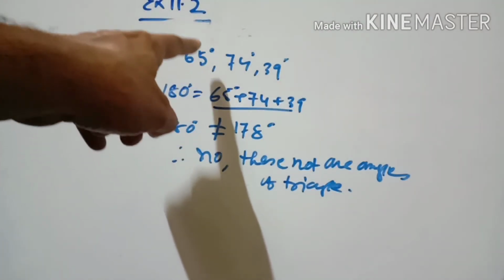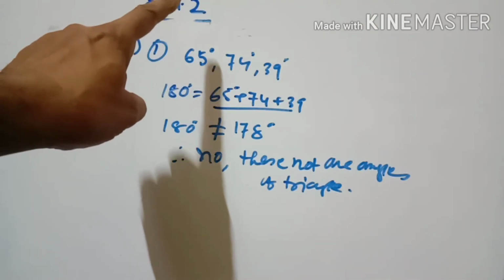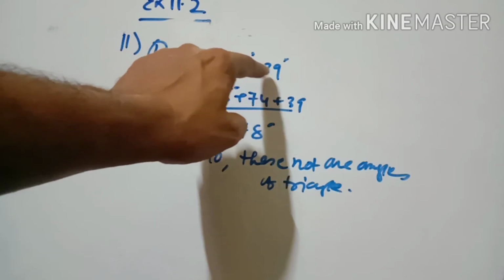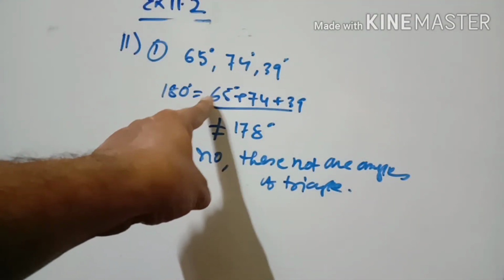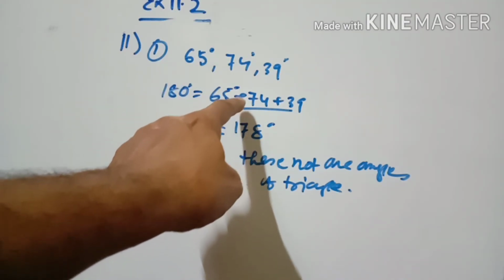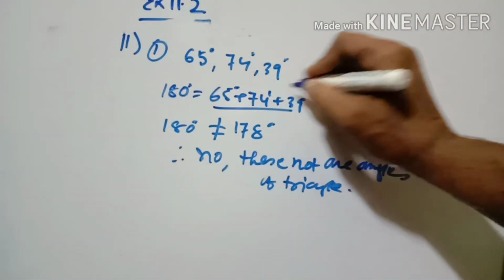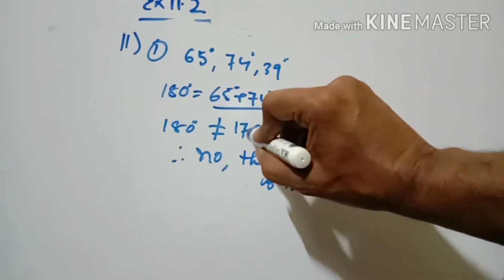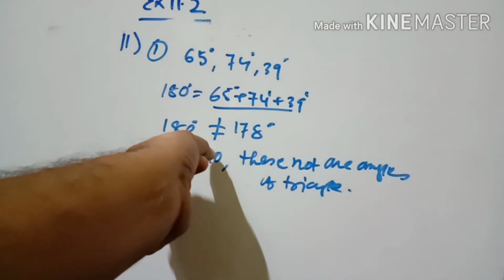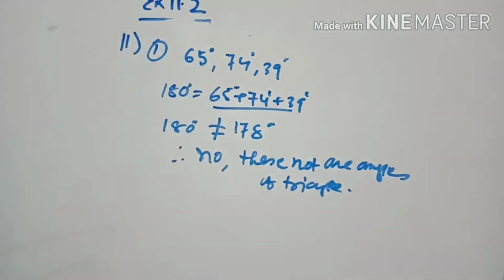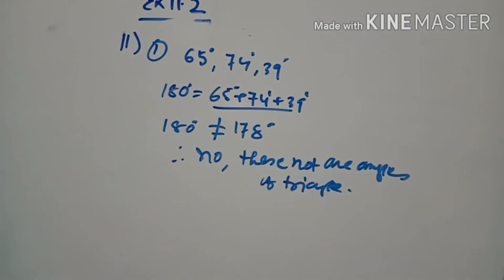See, three angles are given in question 1. Can a triangle have three angles whose measures are 65 degree, 74 degree, 39 degree? As we know, sum of angles of a triangle equal to 180 degree. So I have written here 180 degree. Now 65 degree plus 74 degree plus 39 degree, if you add, it will come 178 degree, but 178 degree is not equal to 180 degree. Therefore no, these are not angles of a triangle. Write down.